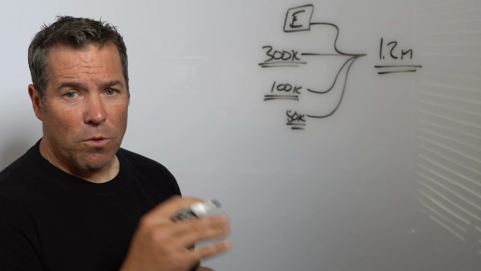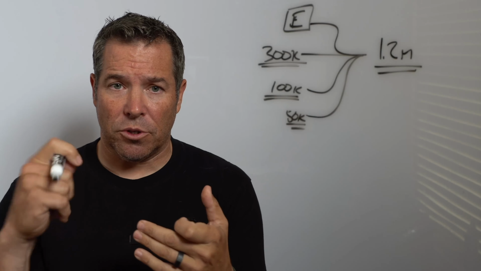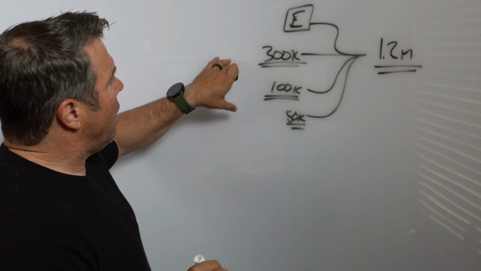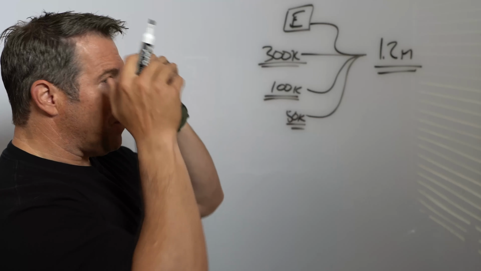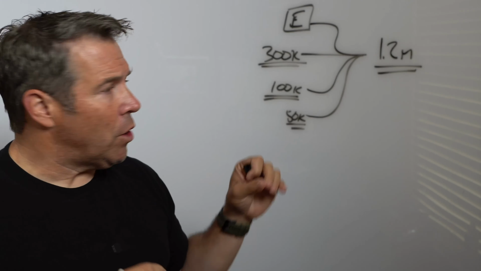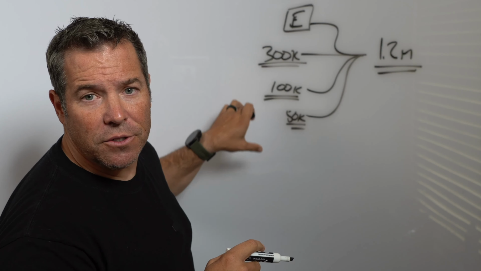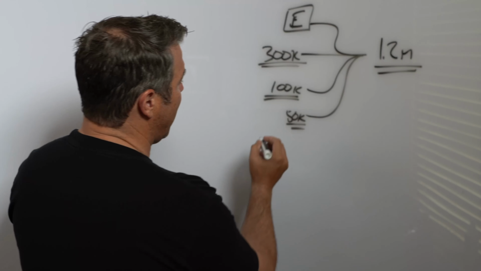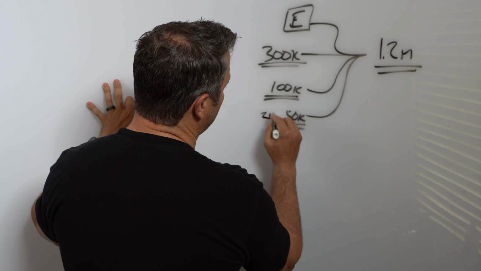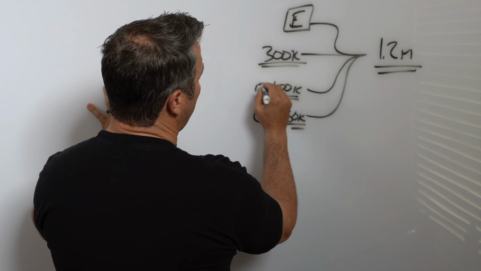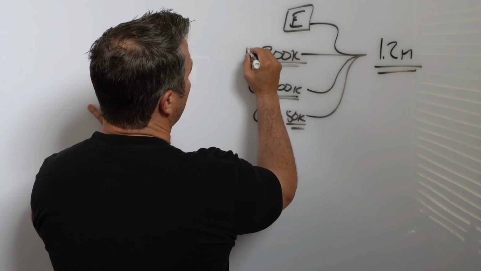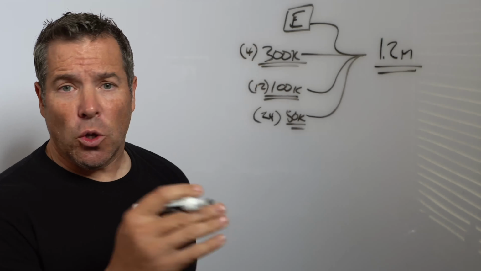The reason why I want those three numbers, and they have to be your numbers, not my numbers, your numbers. The reason I want those numbers is I want to start to figure out, okay, what needs to be true in order to hit my number just with 300K deals, just with 100K deals, and just with 50K deals. We can do the math really quick. It requires 24 50K deals, it requires 12 100K deals, and it requires 4 300K closed won deals.